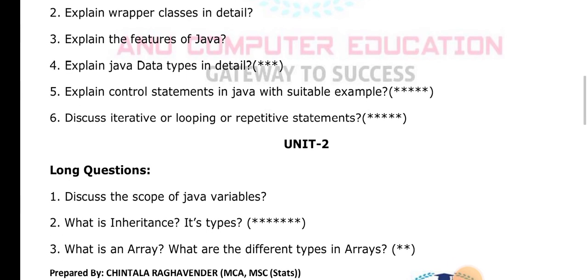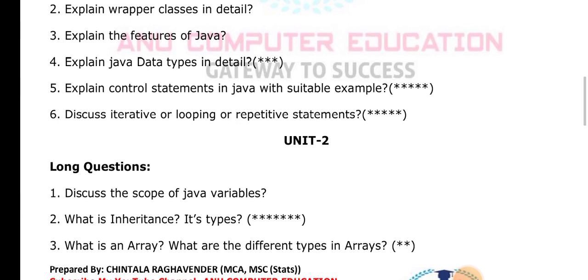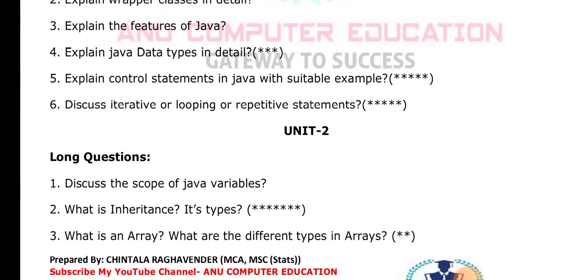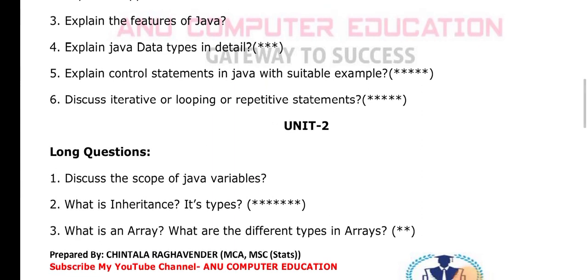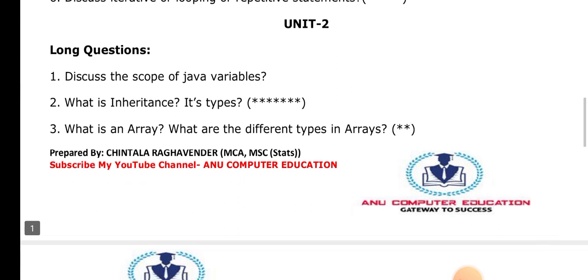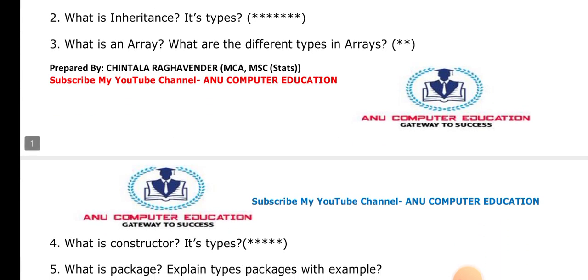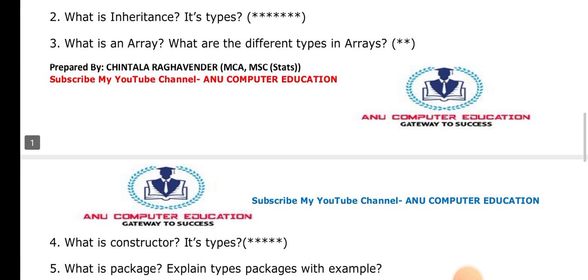And next, what is an array? An array is a collection for storing similar type of values in a single variable. What are the different types of arrays? 1D array, 2D array, all you have to explain. Now, the inheritance concept is a very important question. You can expect a 20 marks question from inheritance. Next, a very important question is what is a constructor and its types.